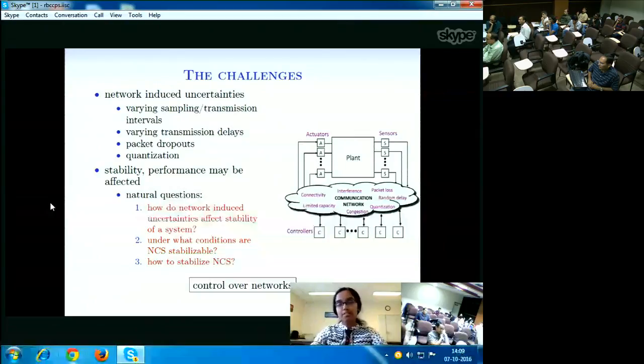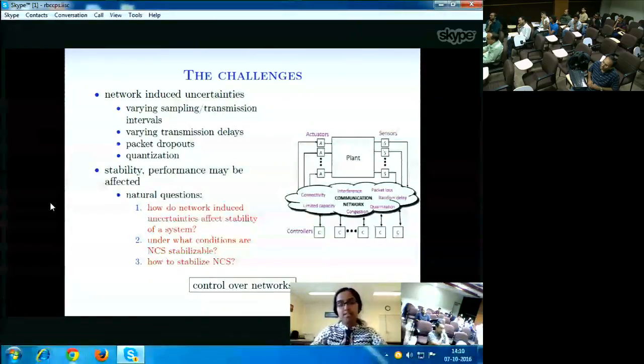Now, this leads to several natural questions, like how the network-induced uncertainties affect stability of a system. When is a networked control system stabilizable? And if it is stabilizable, then how do you stabilize it? Now, typically, this area of control is known as the control over networks.